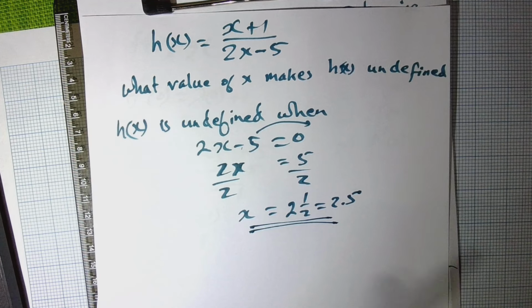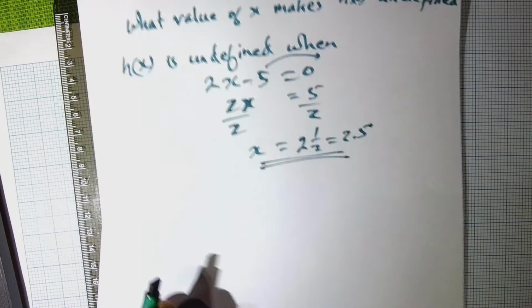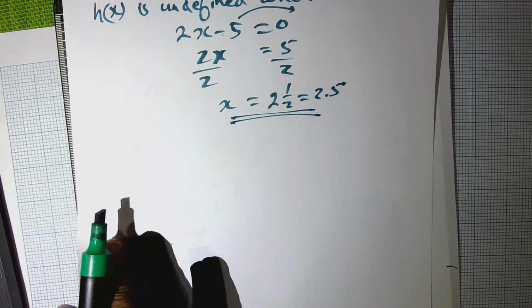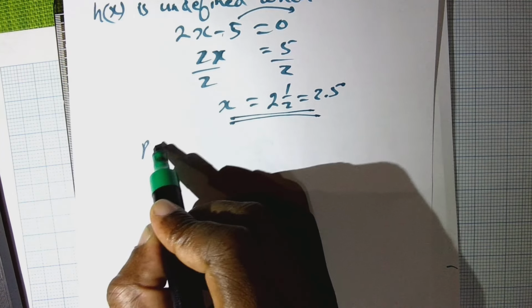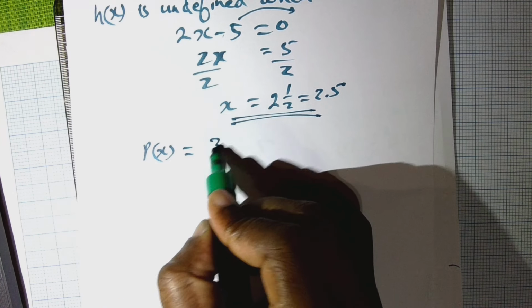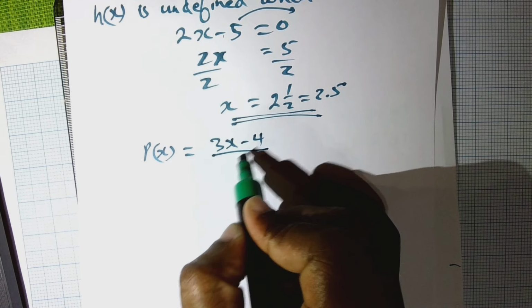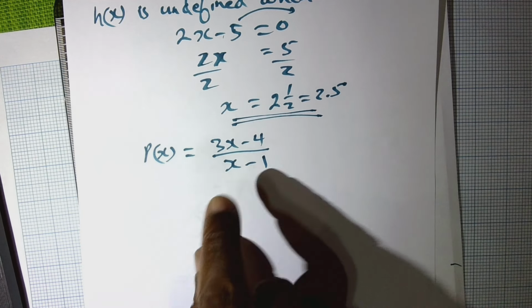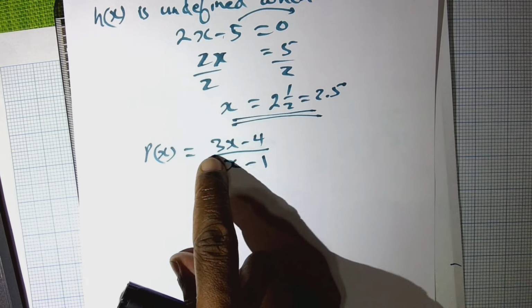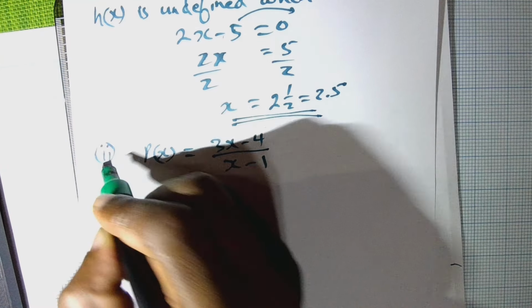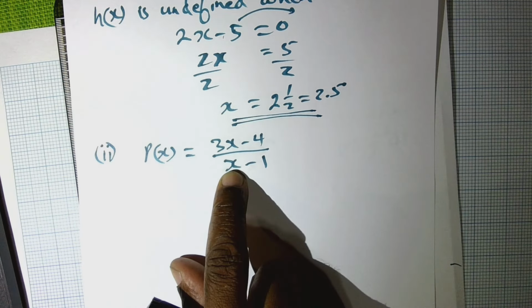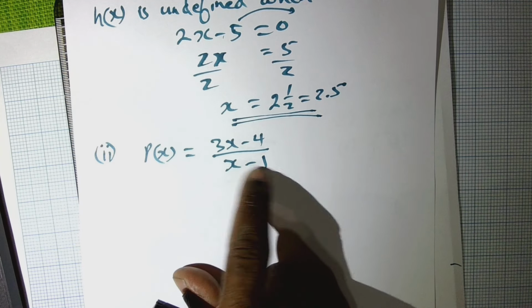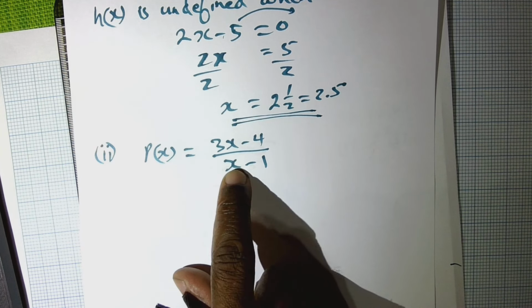Okay, so you might say, I'm not too sure if I understand that. Well, let's look at another one. Let's say I give you p of x is equal to 3x minus 4 over x minus 1. What's the value of x that will make this function undefined? Well, what number would x have to be so that the denominator is equal to 0? You said 1, that's correct.